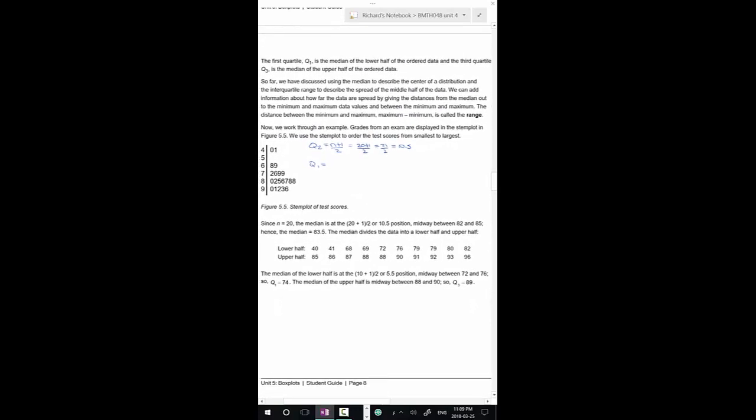So what you can do, in fact, is divide your data. If you've got 20 data values, divide them into a lower half and an upper half. If you've got an even number like this, it makes it easy. And what is the 10th value? Well, the 10th value is this one, and the 11th value is 82, which means the median is going to be the average of 82 and 85.